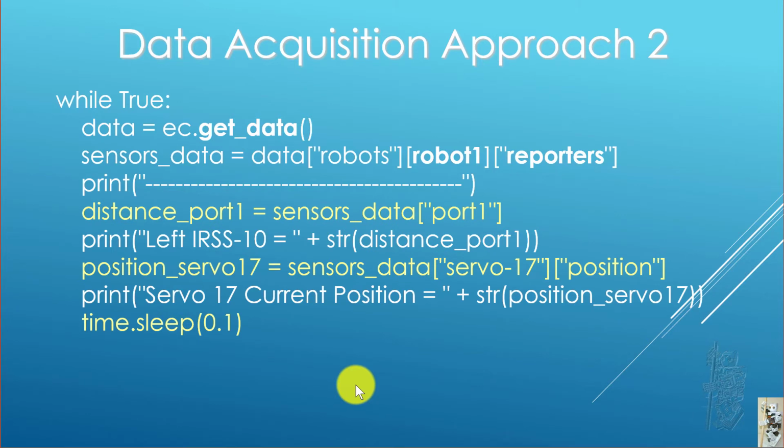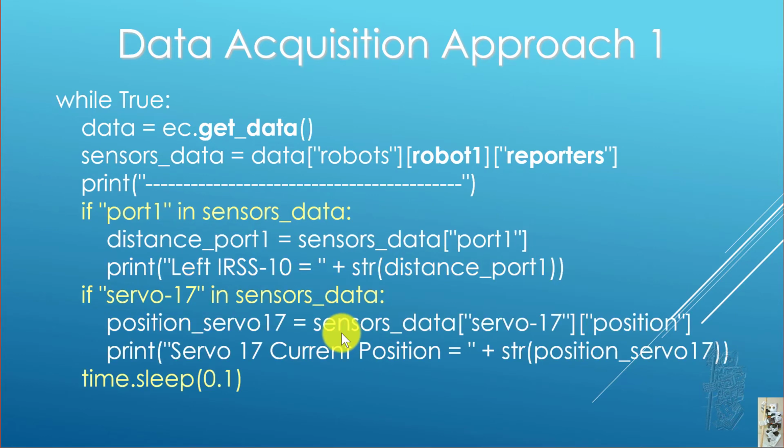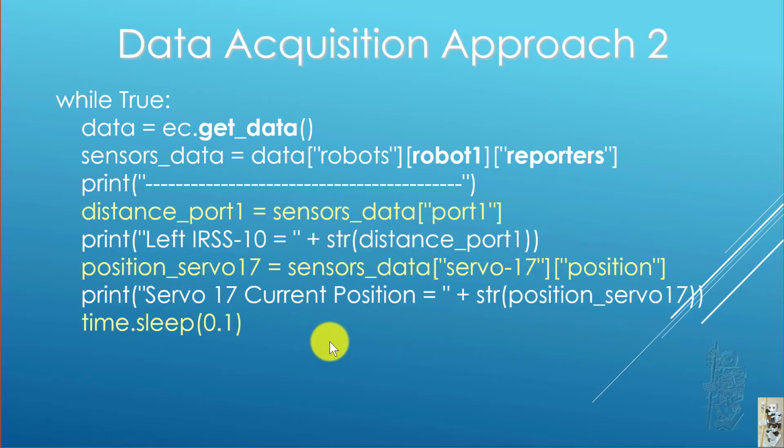Approach 2: because you're building the robot, you know all the ports and all the sensors and servos anyway, so you can pretty much skip all the if checks and save some runtime, a millisecond or microsecond there. So just use it, of course at your own risk. If somehow the server goes wrong, that's something different. But usually it's pretty safe here.